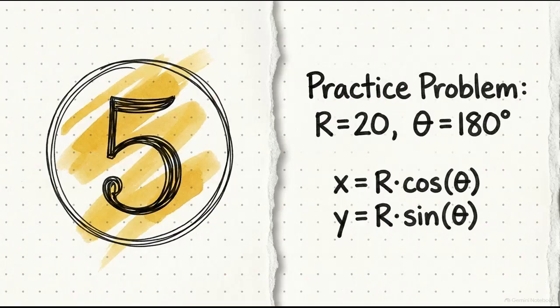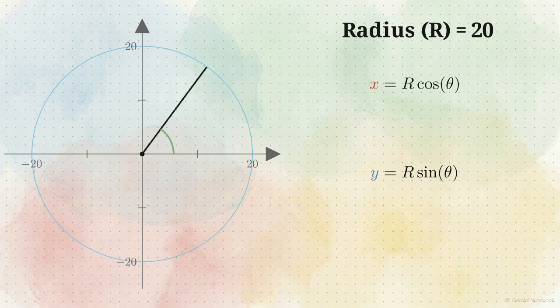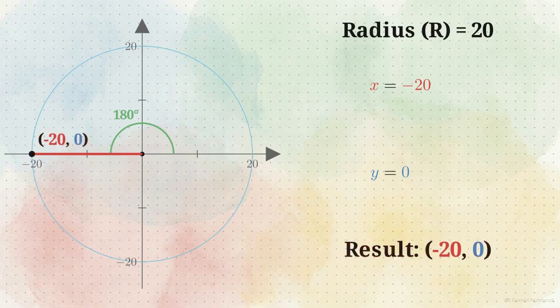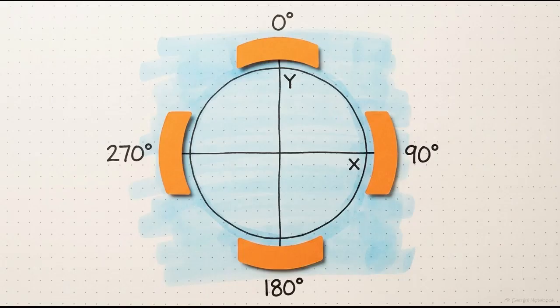Let's put that to the test. Calculate the exact x and y coordinates for a circle with a radius of 20 parked at 180 degrees. At 180 degrees, the radius is completely flat, pointing strictly to the left. The cosine is -1. 20 times -1 means x is -20. Because the line is perfectly flat, it has 0 height. The sine of 180 is 0. 20 times 0 is 0, making our final coordinate -20, 0.